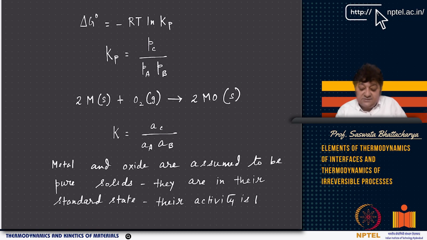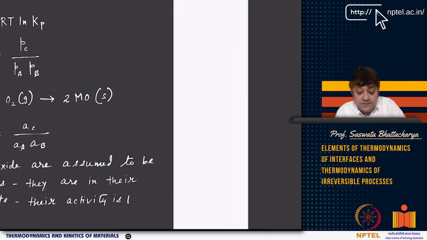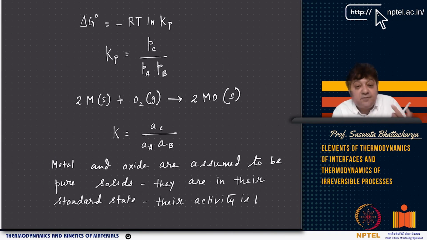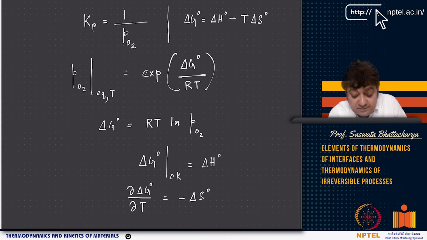So metals and oxides are simply pure solids, that is, they are in the standard state and their activity is 1, right? So basically, if that is so, if I look at the equilibrium constant, Kp is nothing but, because you have only oxygen partial pressure, 1 by PO2, which is equal to Kp.